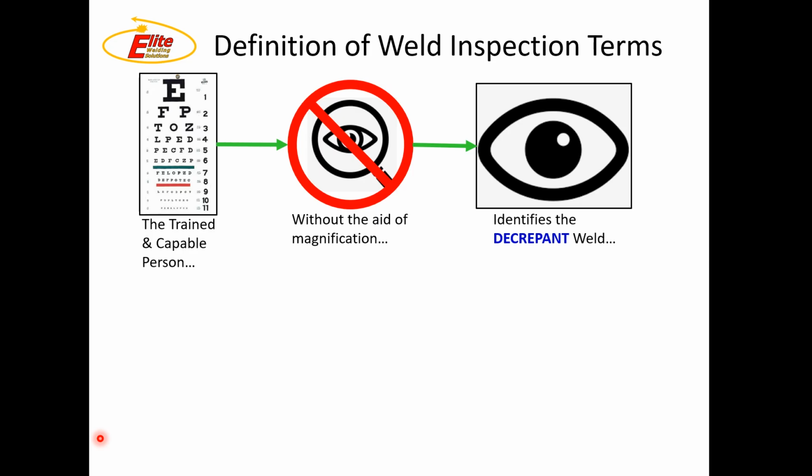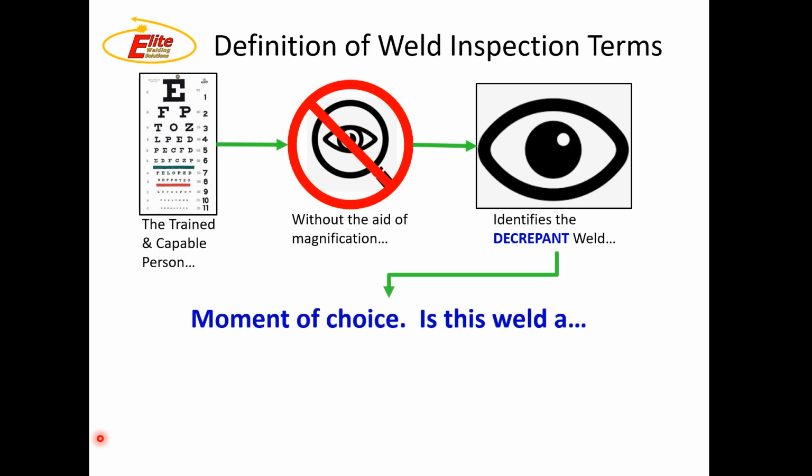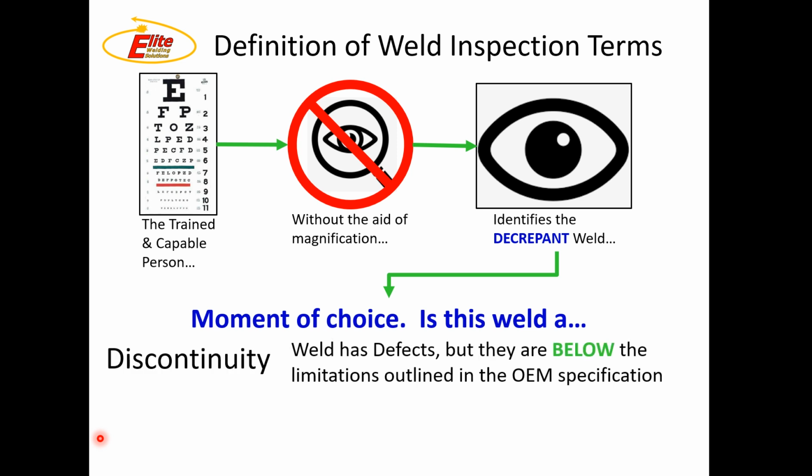The discrepancy means there's something unusual about it. Is it good? Is it bad? Does it meet the specifications? That's when this turns into a moment of choice. Is this weld a discontinuity? The weld has some areas in it that have what we will clearly define later as defects, but they're below the limitation. One of the common ones, which we haven't discussed yet, is porosity, the size of a hole in porosity.